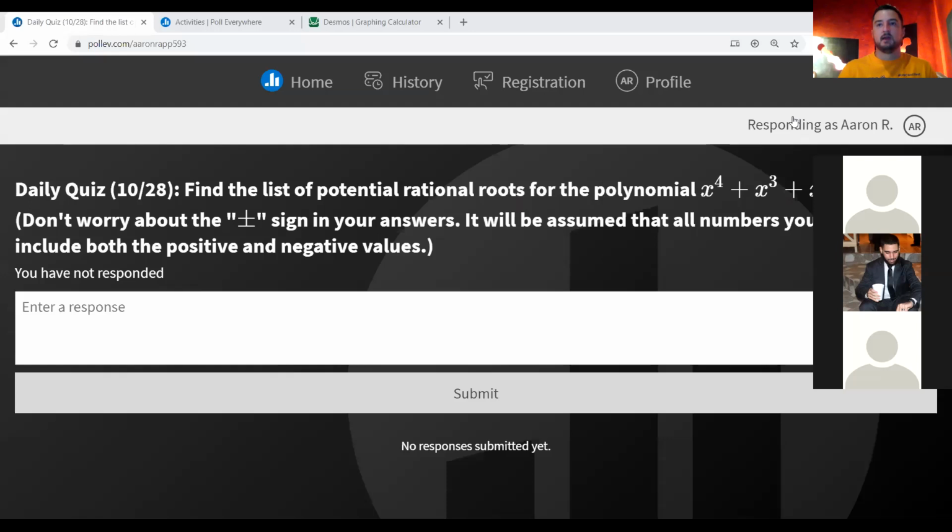Our goal for today is to find the list of potential rational roots for the polynomial x to the fourth plus x cubed plus x minus 8. So type in those numbers that are the potential rational roots. We're not trying to find the roots. Just list the potential rational roots.